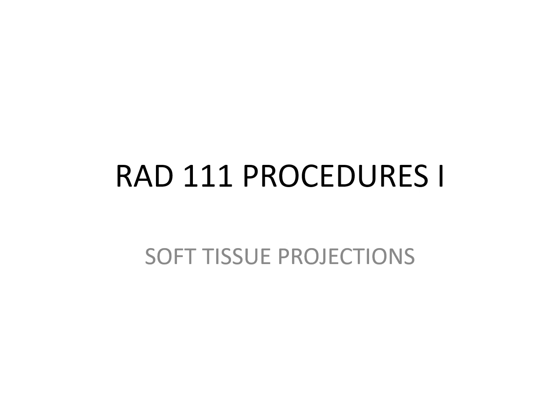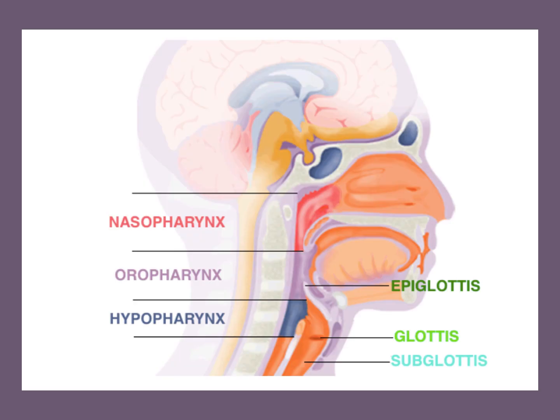Hello class, this is the lecture for the soft tissue neck exam. So if you refer back to your chest chapter in Bontrager, you'll see the parts of the respiratory system, and we're talking about the upper respiratory system or the soft tissue neck.